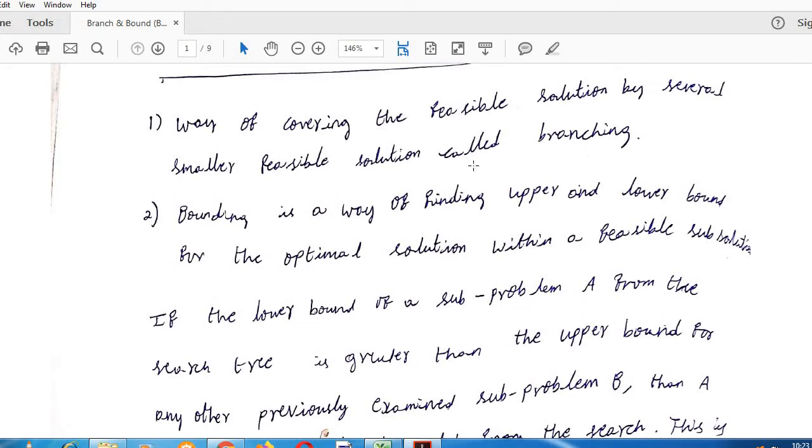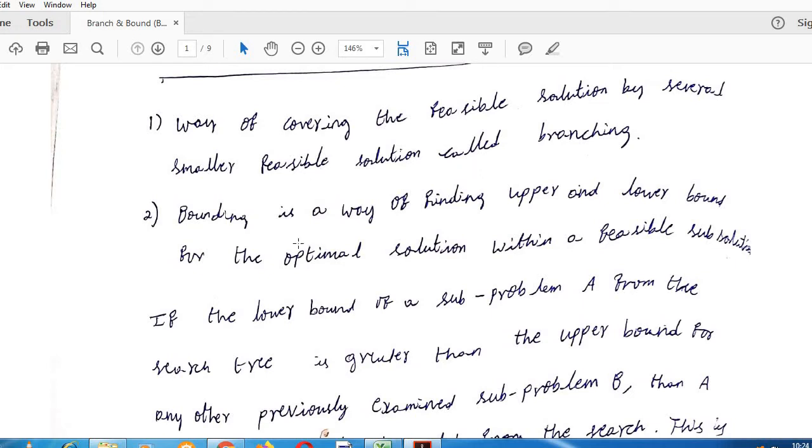That can be the tree diagram that we obtained while solving the brute force approach of the traveling salesman problem. In that tree diagram, each path can be considered as a feasible solution. There will be six paths, so six paths can be considered as six feasible solutions. In branching also, we cover the feasible solution by several smaller feasible solutions. I will explain that while solving the traveling salesman problem using the branch and bound algorithm.